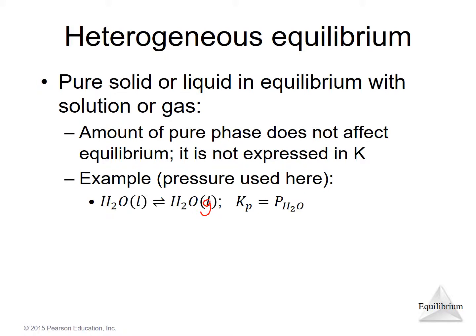We don't express it in the equilibrium constant expression. So instead of writing in the denominator some concentration of the liquid, we simply have a 1 in the denominator, and the equilibrium expression, the Kp, is simply the pressure of H2O. And that is simply the vapor pressure. This is exactly what we learned before. This is simply the vapor pressure of water, the pressure of water when I reach equilibrium in the vaporization.